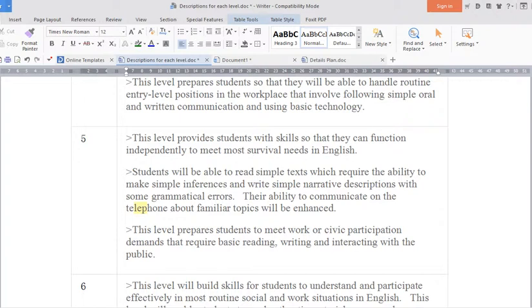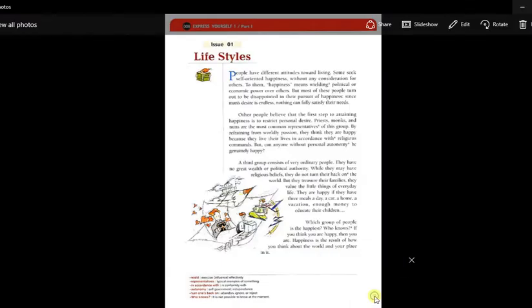This level prepares students to meet work or civic participation demands that require basic reading, writing, and interacting with the public. For example, this is from Express Yourself. Okay, Express Yourself book, and this is issue number 1. So as you can see, the topic is all about lifestyle.